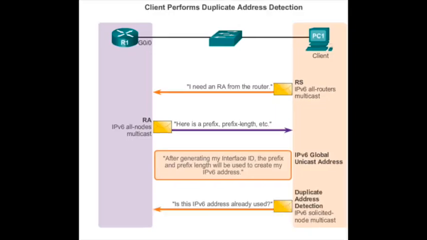Because this is a stateless process, before PC1 can use this newly created IPv6 address, it must verify that it is unique in the network. So it sends an ICMPv6 neighbor solicitation message with its own address as the target IPv6 address. If no other device responds with a neighbor advertisement message, then the address is unique and PC1 can use this new IPv6 address.